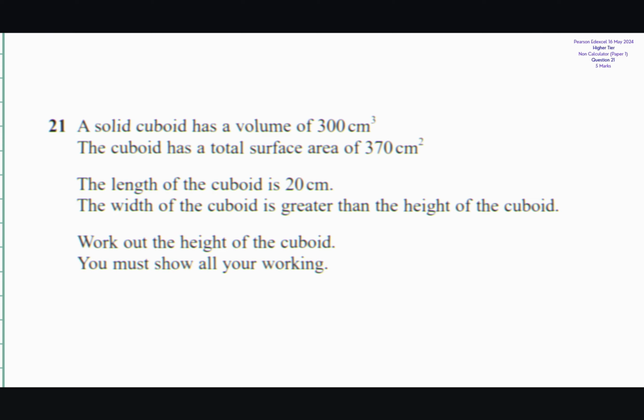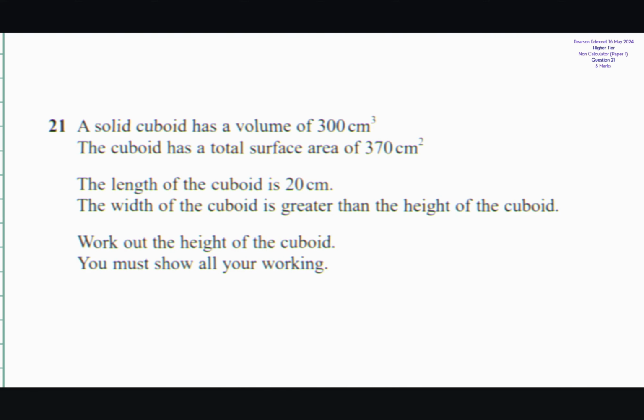A solid cuboid has a volume of 300 centimeters cubed. The cuboid has a total surface area of 370 centimeters squared. The length of the cuboid is 20 centimeters. The width of the cuboid is greater than the height of the cuboid. This question is asking you to work out the height of the cuboid.